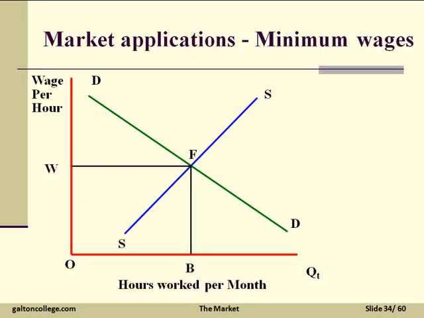Let's have a look at minimum wages, for example. Here on the vertical axis is the wage per hour, W, and on the horizontal axis, QT in this case, are hours worked per month. And here's the supply and demand, so we have an equilibrium wage. Now, if the minimum wage is W1, then we are going to have unemployment. The government forces up the wage to W1.